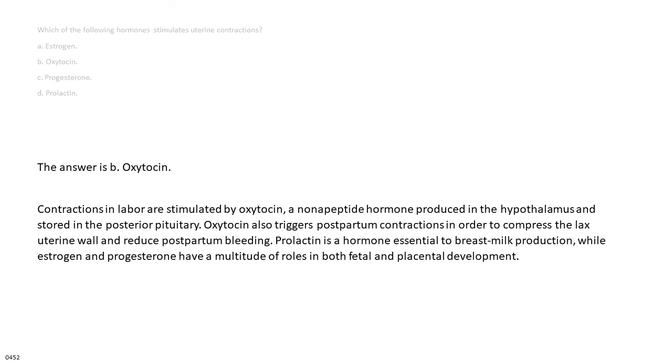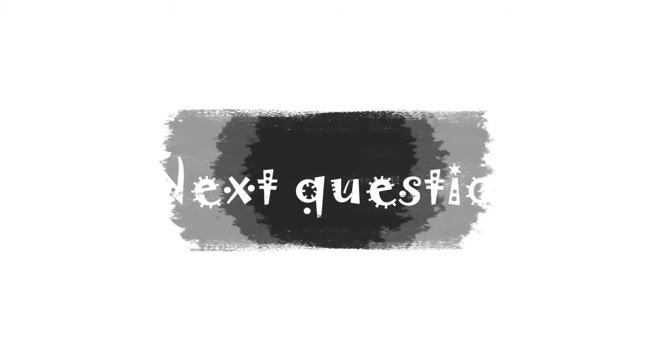The answer is B. Oxytocin. Contractions in labor are stimulated by oxytocin, a non-peptide hormone produced in the hypothalamus and stored in the posterior pituitary. Oxytocin also triggers postpartum contractions in order to compress the lax uterine wall and reduce postpartum bleeding. Prolactin is a hormone essential to breast milk production, while estrogen and progesterone have a multitude of roles in both fetal and placental development.